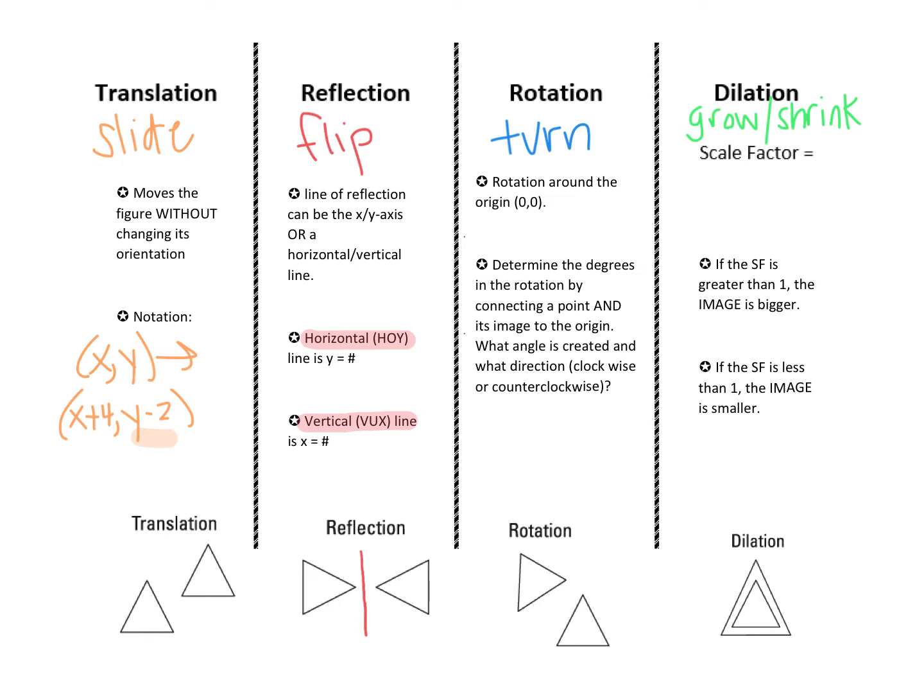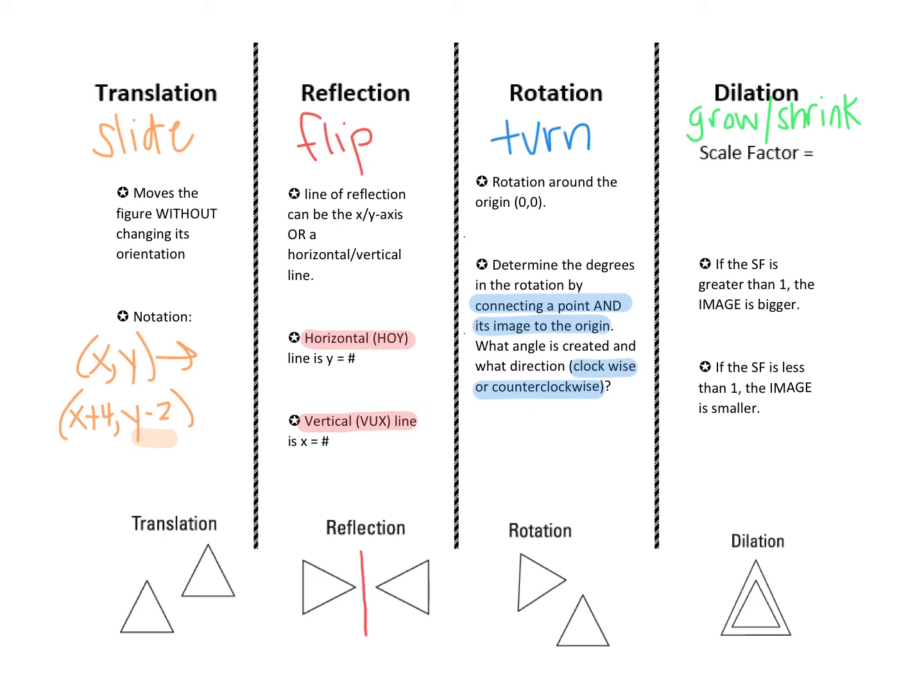A rotation is just a fancy word for a turn. And a turn is going to be around the origin. It could be around any point, but we focus on the origin right here. We determine the degrees of that rotation by connecting a point and its image to the origin. We look at the angle that is created, and we're going to see that in the examples on the next page. We also want to determine whether it's a clockwise or a counterclockwise rotation. Clockwise is in the direction of the clock and counterclockwise is the opposite.